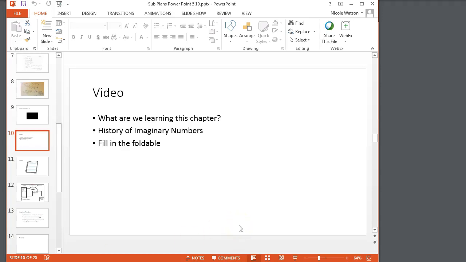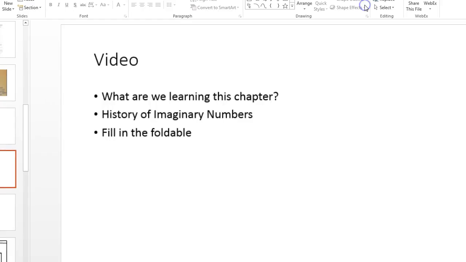I hope you saw that we're starting a new chapter on complex numbers. So it's going to be really important that you understand what a complex number is. You just should have watched a video on that. But before we talk about when we use complex numbers, first we're going to talk about what are complex numbers.